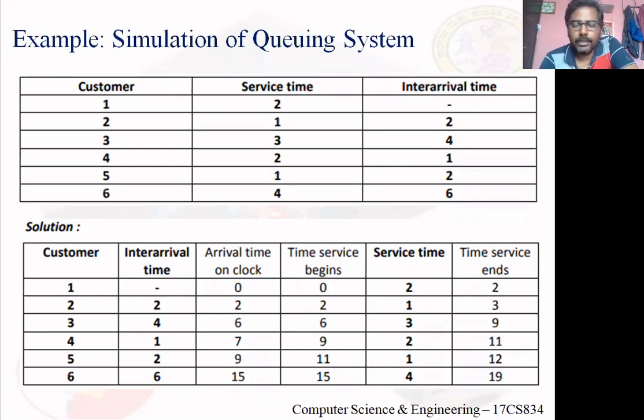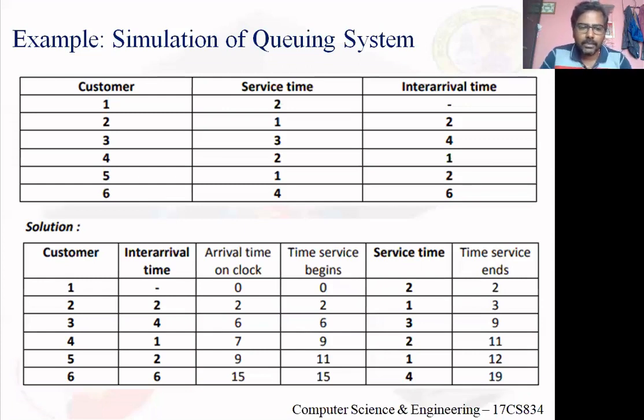Clear? Got it? Now the sixth inter-arrival time is 6. The previous, that is the fifth arrival, was at 9. So with a 6 minute gap, the sixth arrival is at time 15. So when the sixth arrival occurred at time 15, the server is idle.